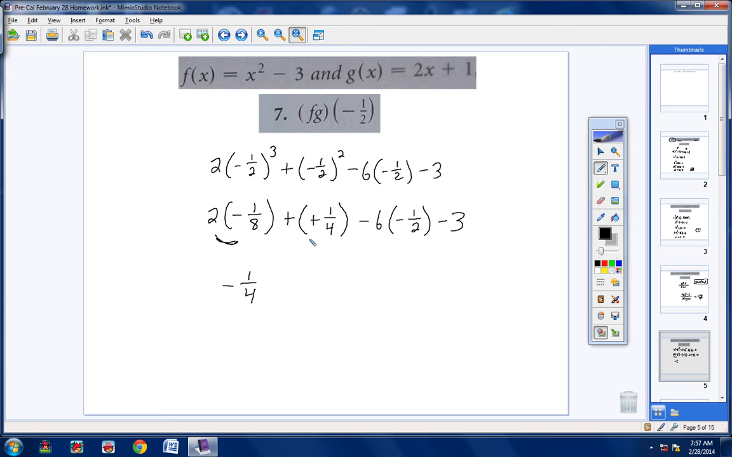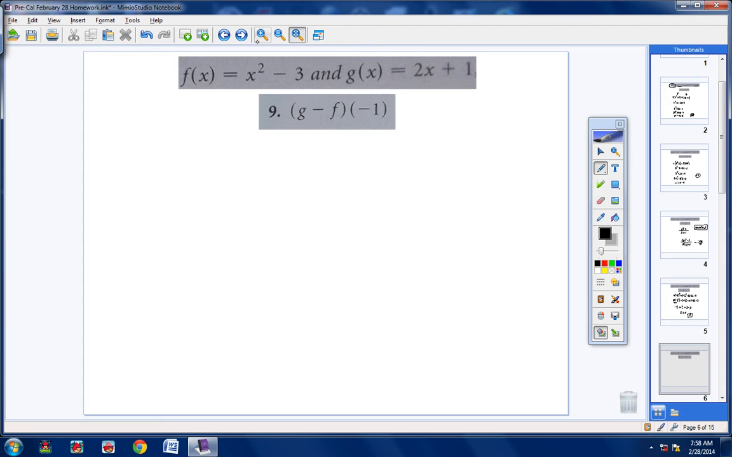And a positive times a positive is a positive 1/4. And a negative times a negative is a positive. 6 times 1/2 is 3, and then negative 3. Well, a negative 1/4 and a positive 1/4 is 0. A negative 3 and a positive 3 is 0. 0 plus 0 is 0. If you combine all of these numbers, you will get 0 for your answer. Okay?